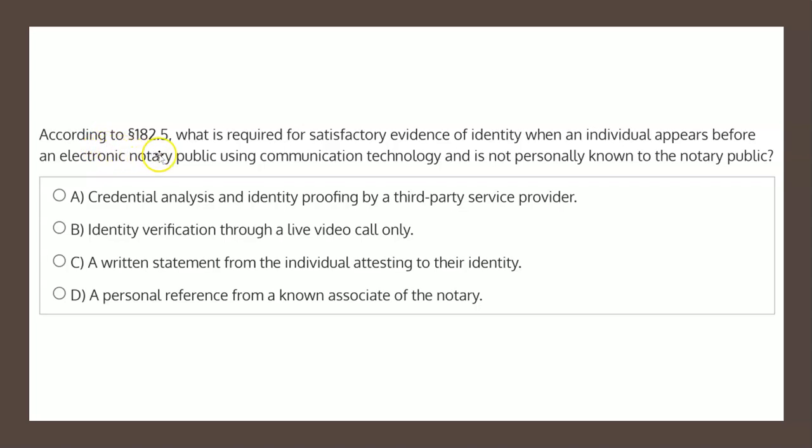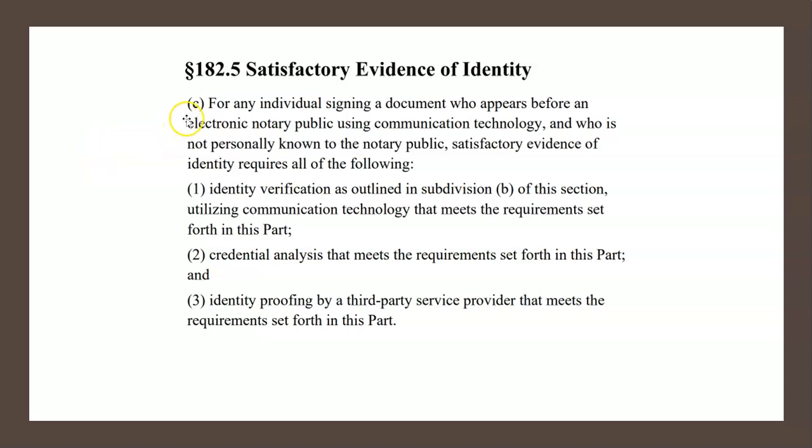According to section 182.5, what is required for satisfactory evidence of identity when an individual appears before an electronic notary public using communication technology and is not personally known to the notary public? To help us answer this question, let's have a look at section 182.5, entitled Satisfactory Evidence of Identity, found in the Notary Public License Law Booklet.